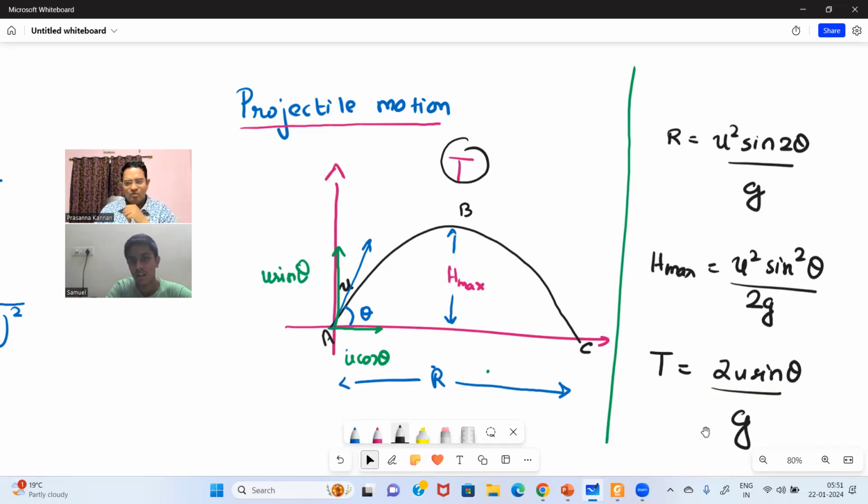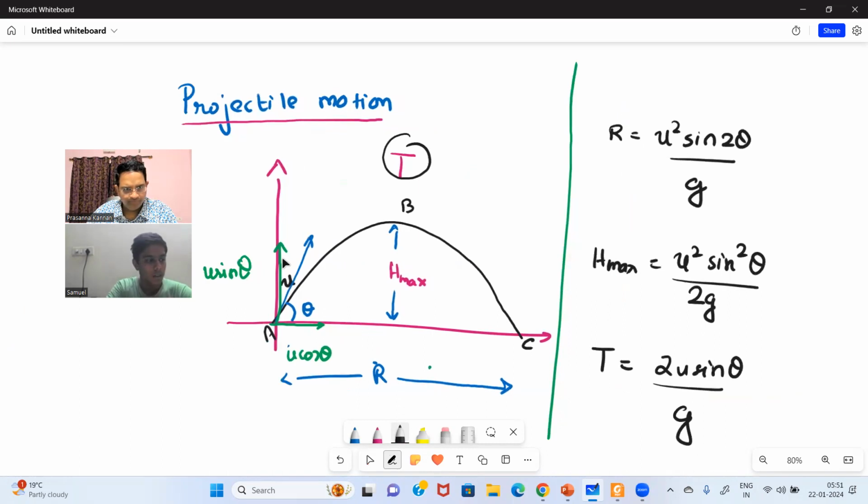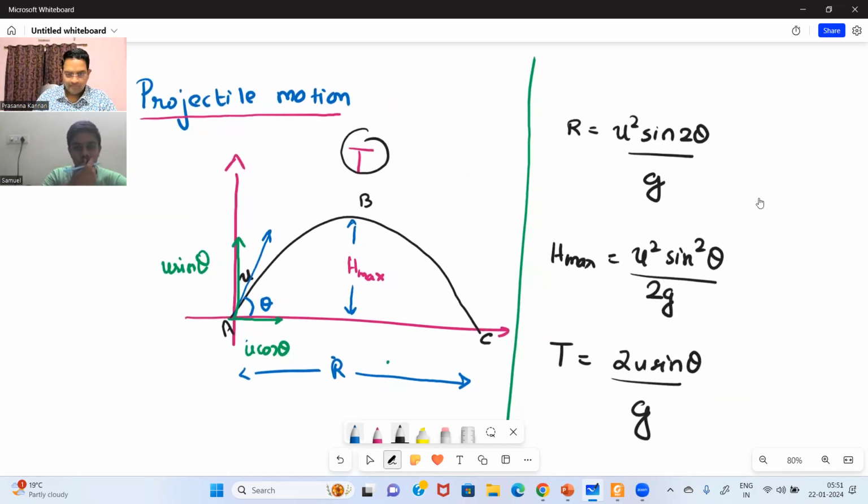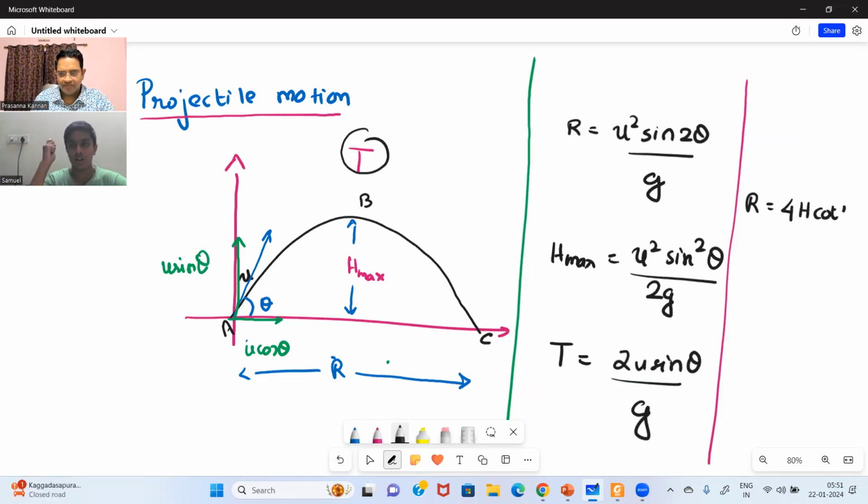Correct. Okay, what is the relationship between range and H max? R is equal to u squared sin 2 theta by g. What is the relationship? R equals 4H cot theta.